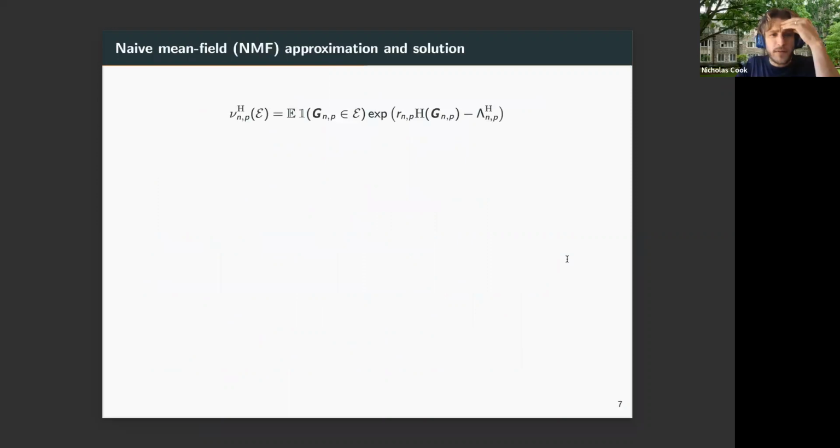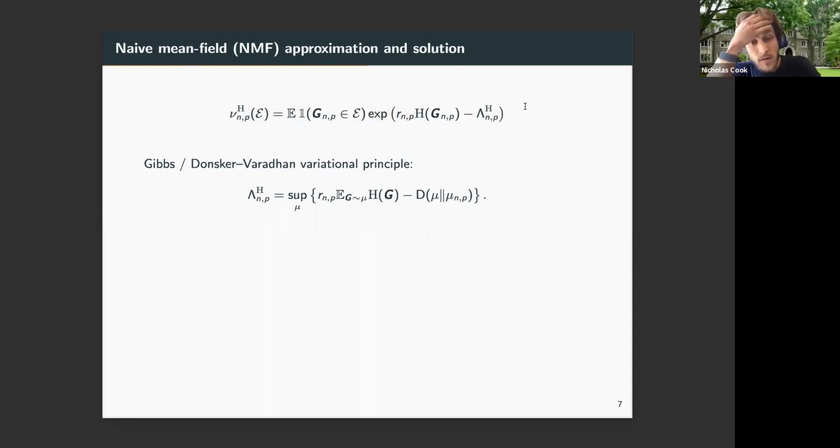Our first results concern the so-called naive mean field approximation. Here I'm just repeating the definition of the measure. It gives weight proportional to the exponential of our Hamiltonian, and then there's a normalizing constant. This naive mean field approximation gives a nice alternative to sampling for approximating the normalizing constant.